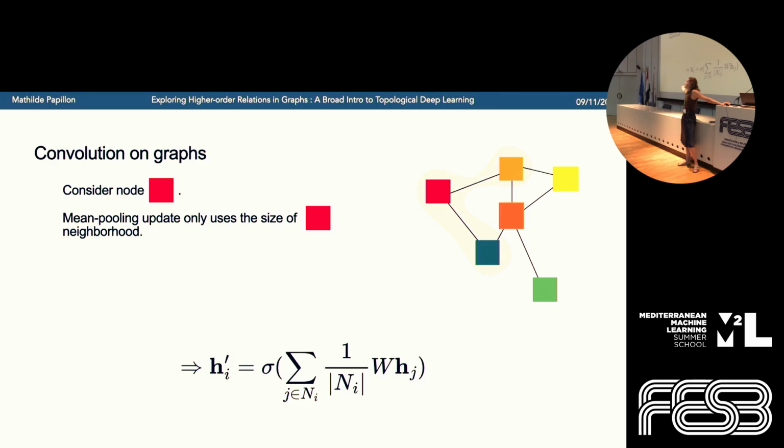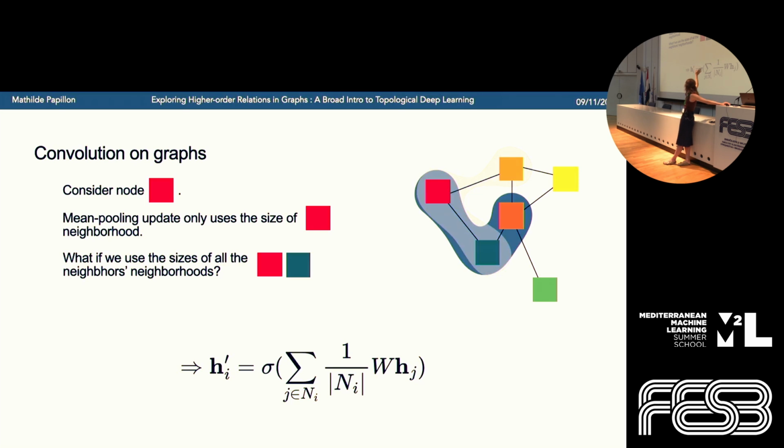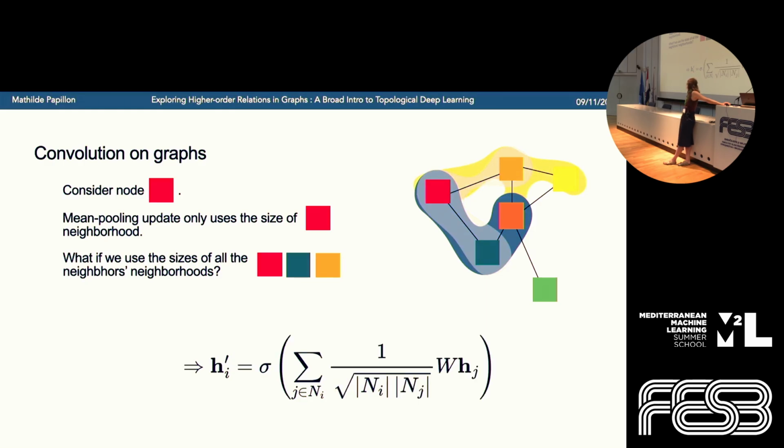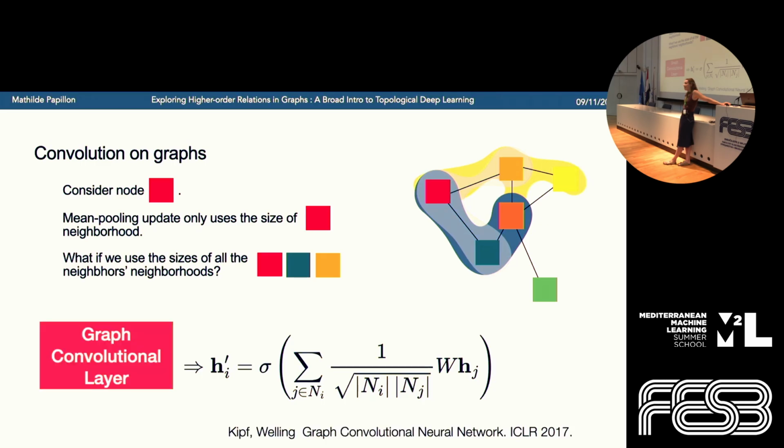Right now, we're only considering the size of the neighborhood of the red node in our mean pooling layer. What if instead we consider the size of all the neighbors to all the neighborhoods of the neighbors to the red node? So for example, not just the size of the red node, but the size of the blue node and the orange node. And that leads to this, which is, ta-da, the graph convolutional layer from Kipf and Welling.